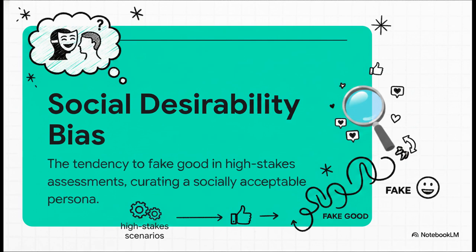Basically, when we read literal behavioral statements in high-stakes scenarios, like, say, matchmaking or a job application, our cognitive defense mechanisms just kick in. I mean, if an app literally asks, "Are you manipulative?" nobody is going to swipe yes, right? Even if they actually are. We unconsciously curate this socially acceptable persona just to fake good.